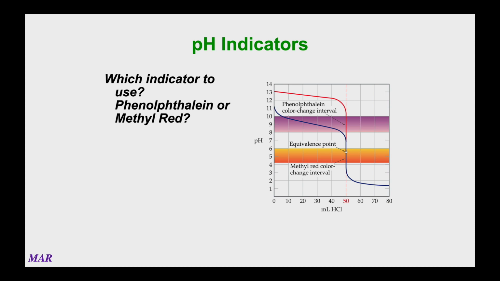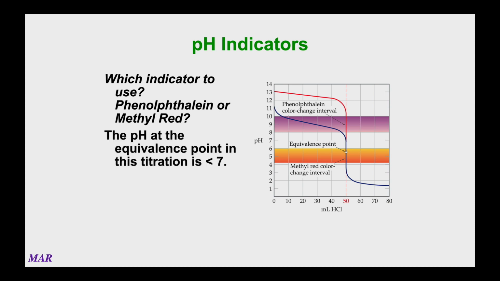Here's a question. Which indicator do you want to use: phenolphthalein, which is what the first one is, or methyl red? We're looking at the graph here, and ideally you want the color change to occur at the equivalence point. Equivalence point is kind of the big part for chemists, as you can probably see. So in this problem, you want the equivalence point to correspond to the color change.